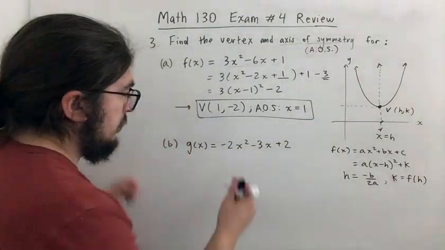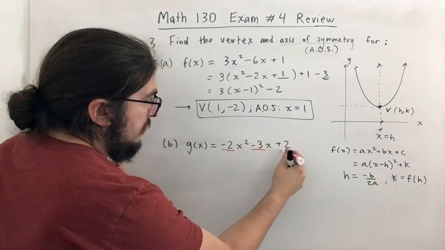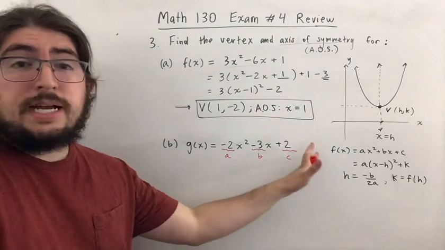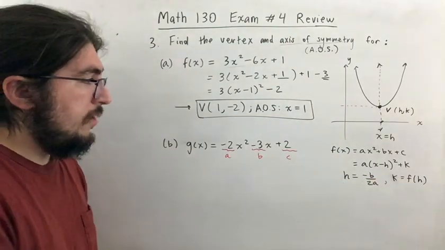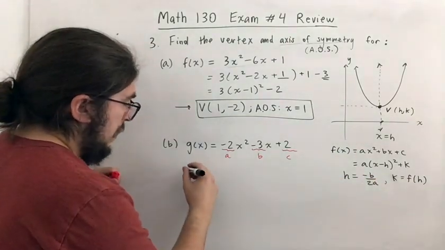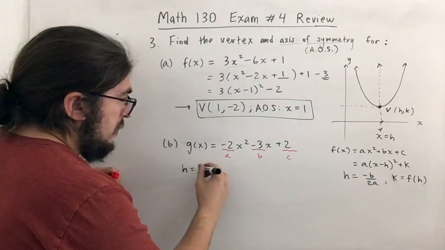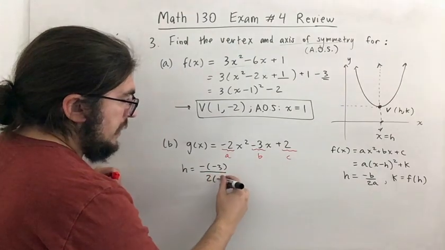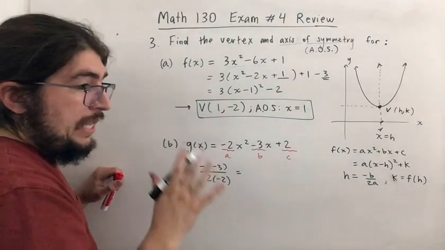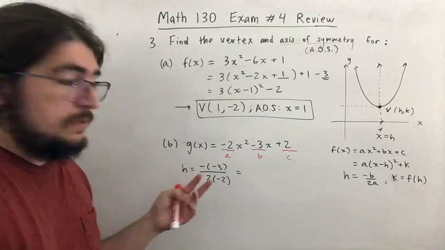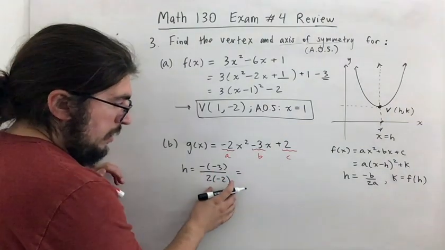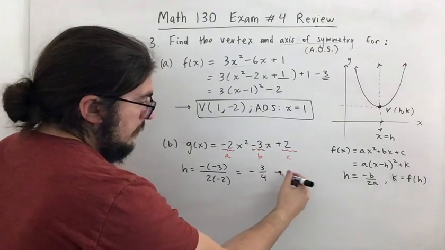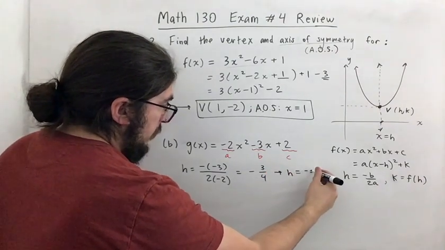So here, we have a, we have b, we have c. Let me label those. a is negative 2, b is negative 3, c is positive 2. We don't even need c, actually. We just need b and a for h, right? So h is then going to be negative b, negative 3, over 2 times a, 2 times negative 2. Okay, so it's a triple negative. Double negative on top is positive. Negative on the bottom is a negative, so it's going to be negative 3 over 4. So h is negative 3 over 4.